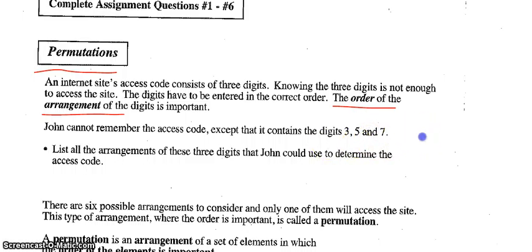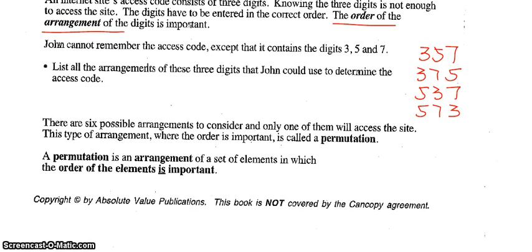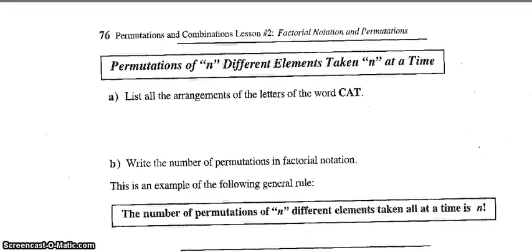You can have 357, right? 375, and then you can start with 5, and then you can have 3 7, right? And then 7 3, and then you can start with 7. So there are a total of 6 ways, all right? So we call that permutation. 6 different ways to make some arrangement. So when the order is important, it is called permutation. So let's look at some examples.